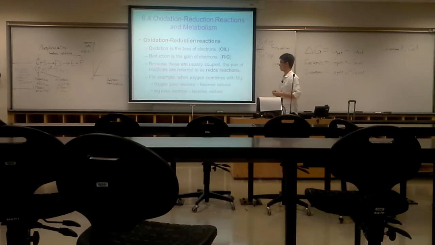They give you an example: magnesium and oxygen. When magnesium and oxygen react with each other, the end product will be magnesium oxide. What happens is that oxygen will gain electrons from magnesium, and magnesium will lose electrons. Because oxygen gains electrons from magnesium, it is a redox reaction.